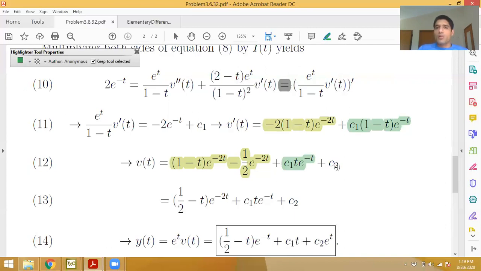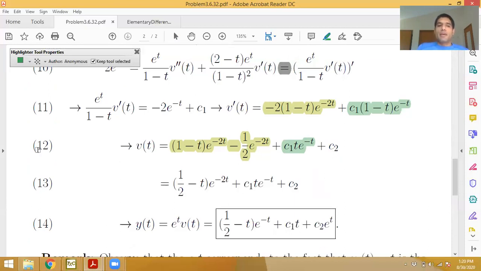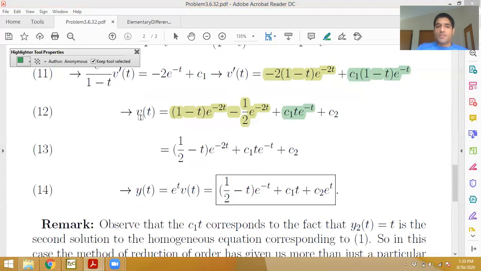And then I will again choose to write a constant of integration, C2, because it doesn't have to be the same as the first one, C1. So once again, this is optional. If all you want is a particular solution, you don't have to do this, but I'm going to choose to write this in there anyways. And then we are finally able to conclude that v of t is equal to 1/2 minus t times e to the negative 2t plus c1 times t e to the negative t plus c2.